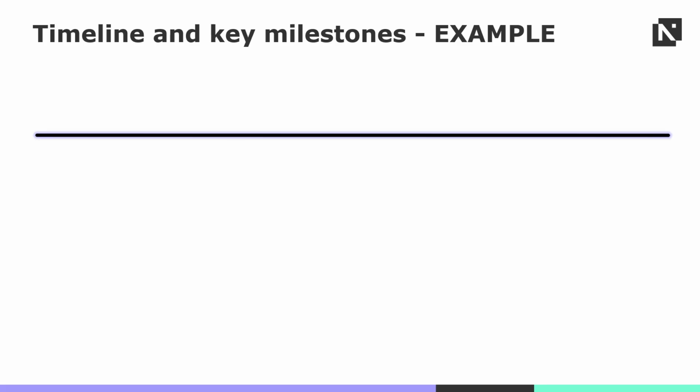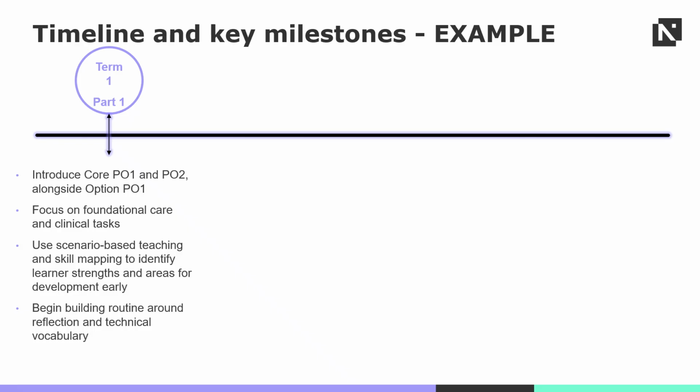So in this example, in autumn part 1, so between sort of September, end of October, begin with PO1 and PO2 alongside the optional PO1. Start building familiarity through low-stake simulation and routines like clinical observations, communication checklists, and basic documentation tasks.